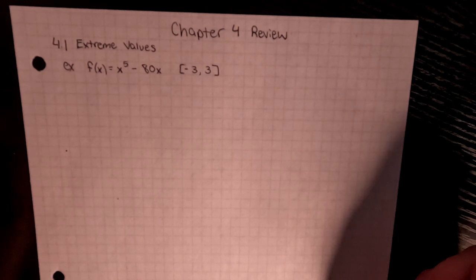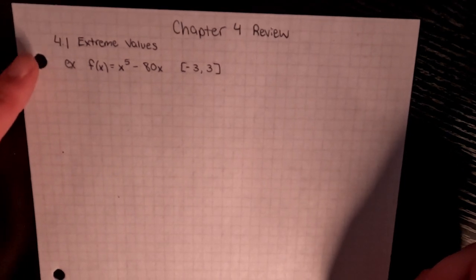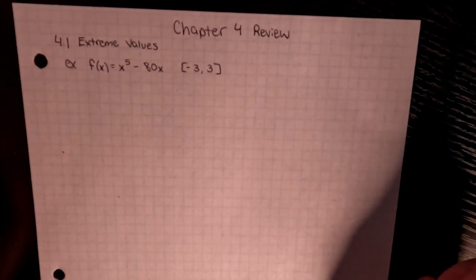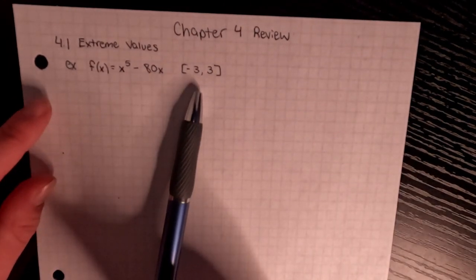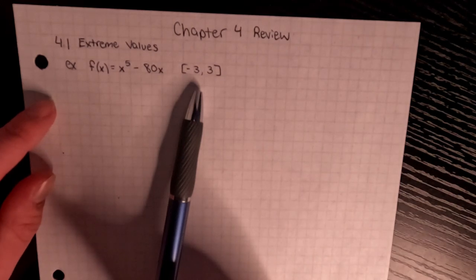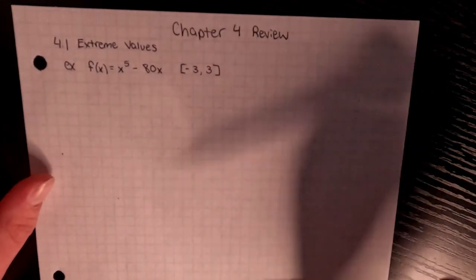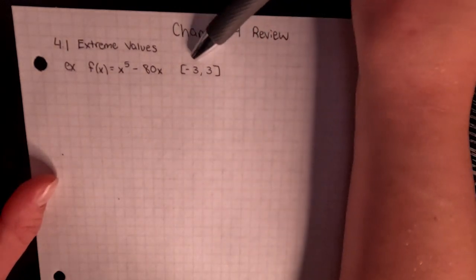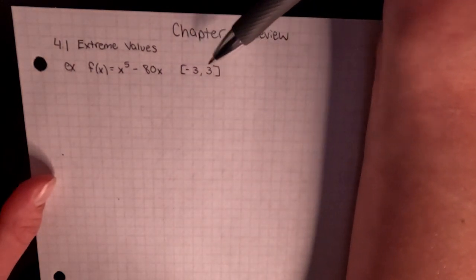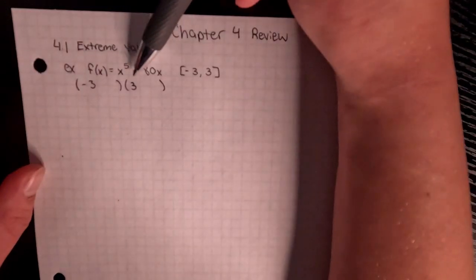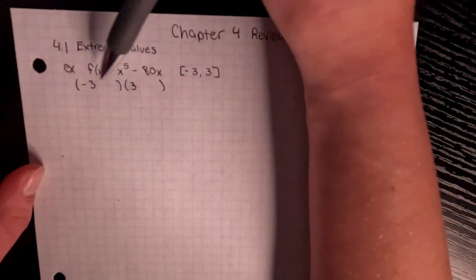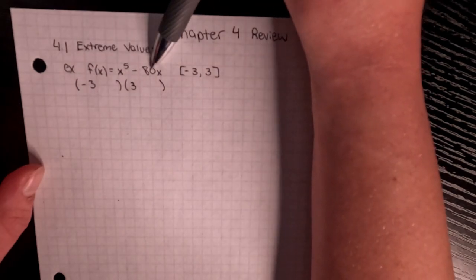The first section in the chapter was about extreme values. You'll be given a function and an interval, and it'll ask you to find the min and the max of the given function on the given interval. The first thing I like to do is take each number on your interval and plug them in as x values in your points. Then you're going to plug both of those numbers into your original function.